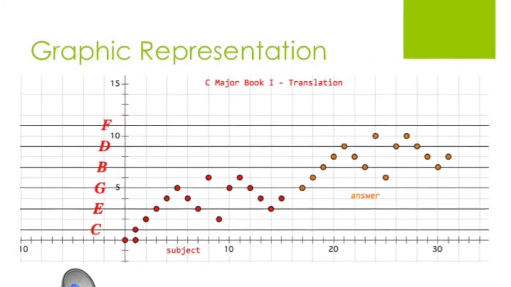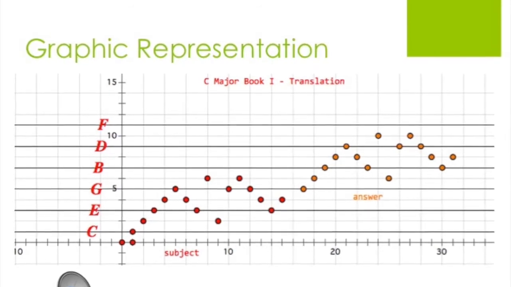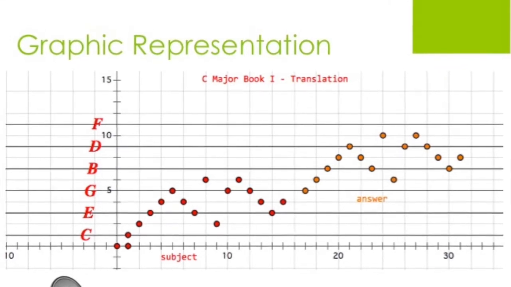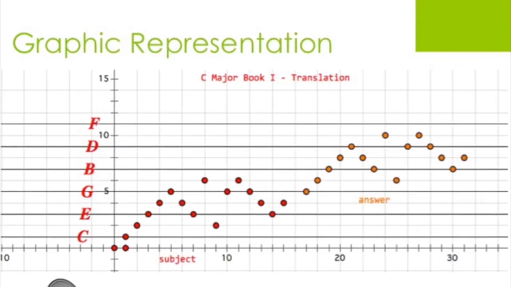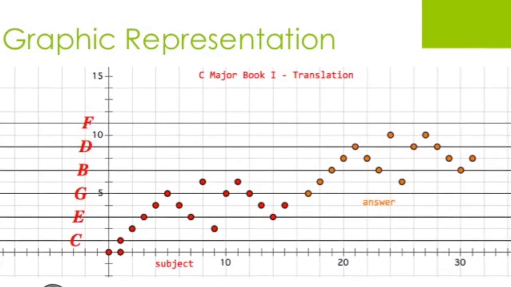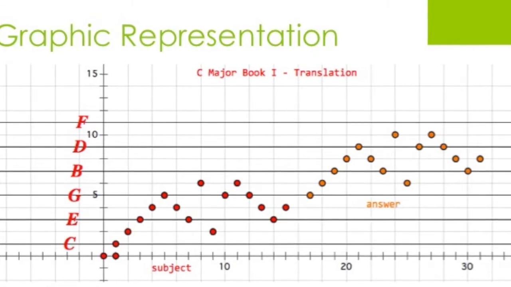I've come up with my own graphic representation of fugues. As you can see, I've taken the notes from the score and recorded them on a graph where every other horizontal line on the graph is a line on a musical staff. Each note is placed on the graph by its pitch and value. I've labeled the subject in red and the answer in orange.